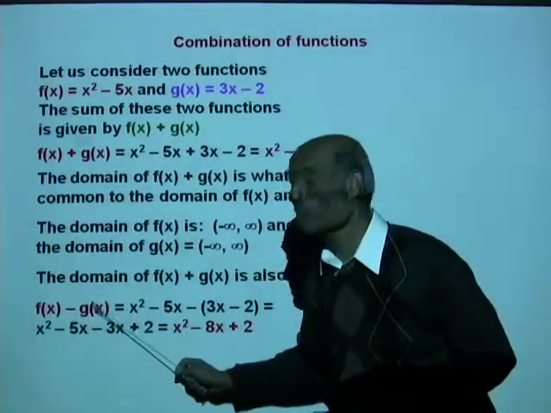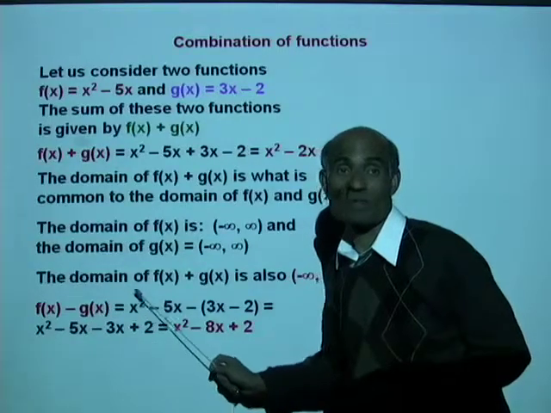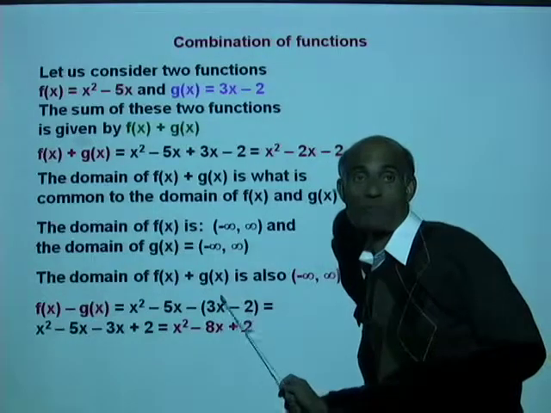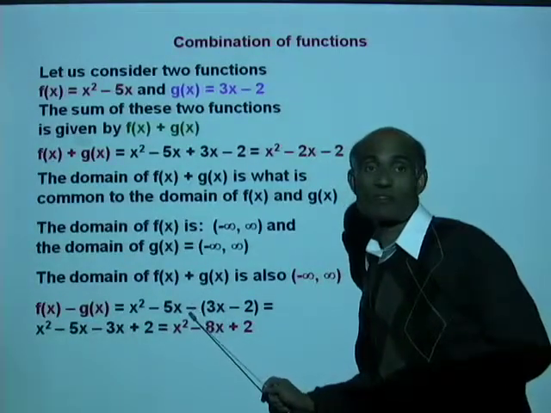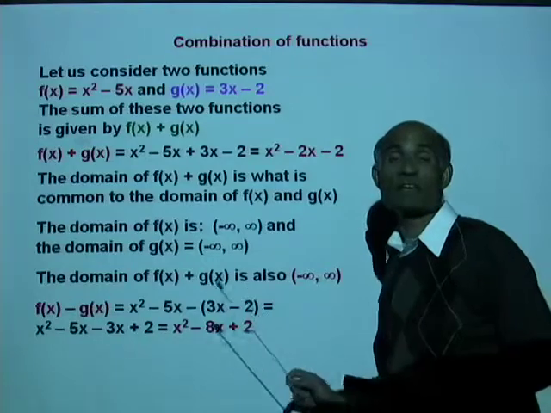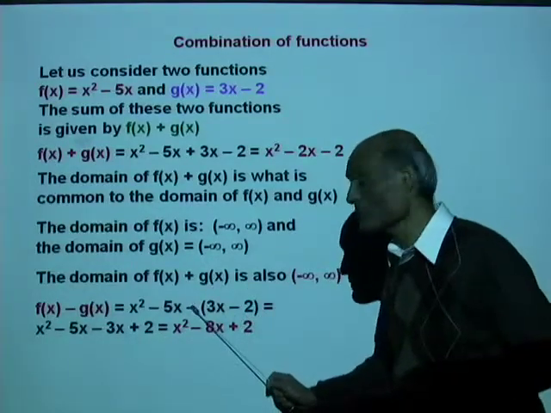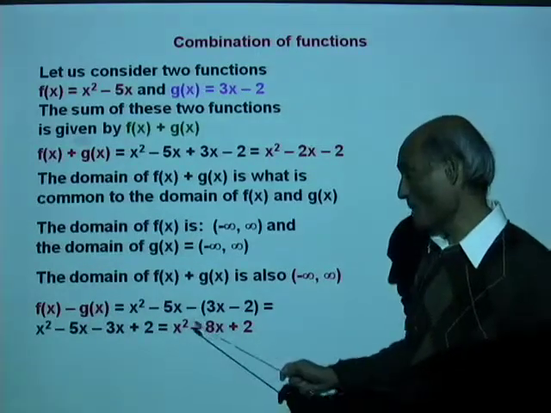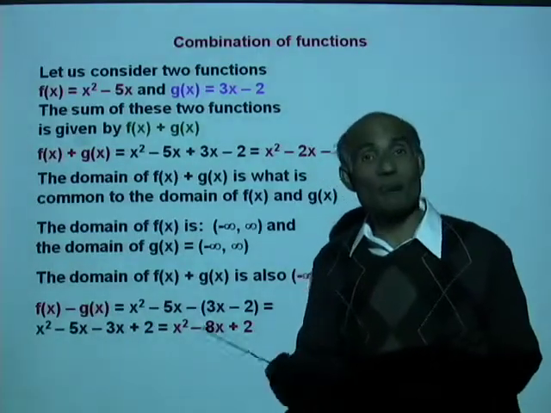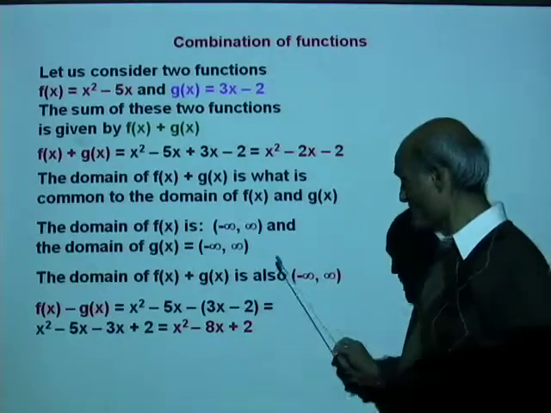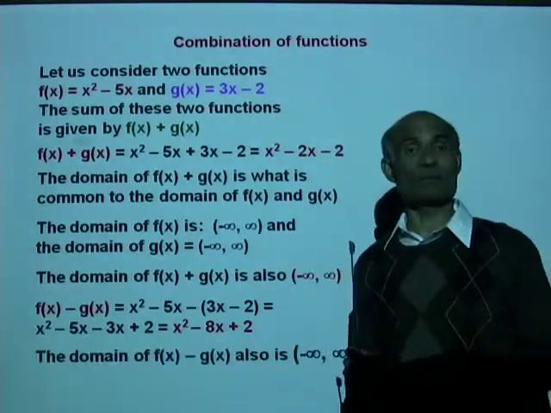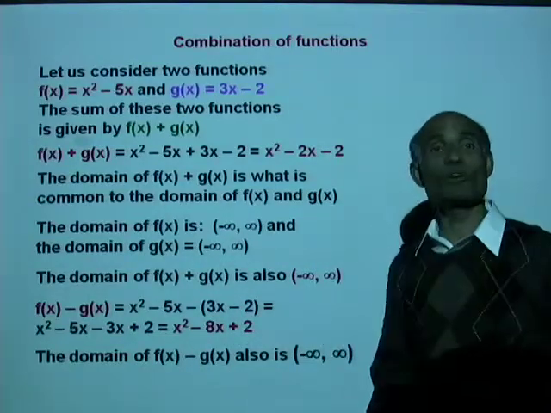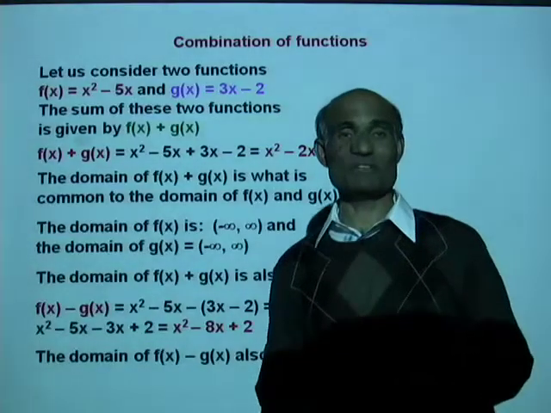How about f of x minus g of x? Now, take care when you subtract one function from another. After the subtraction sign, enter the second function in parentheses and then distribute the negative sign and simplify. Now, how about the domain of f of x minus g of x? The same rule applies to that as well. So the domain of f of x minus g of x is also negative infinity to positive infinity.